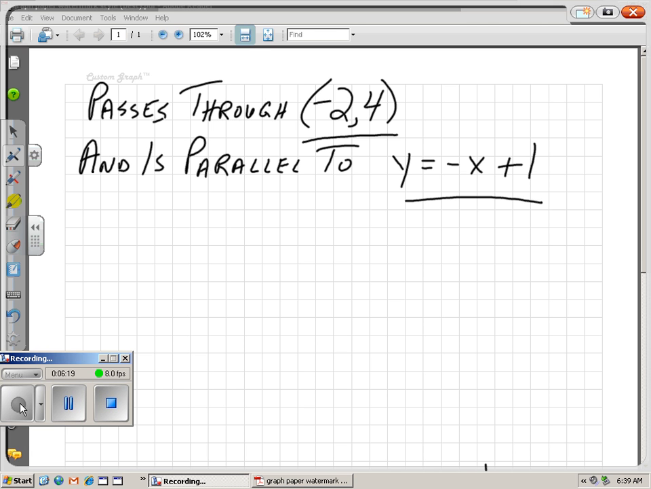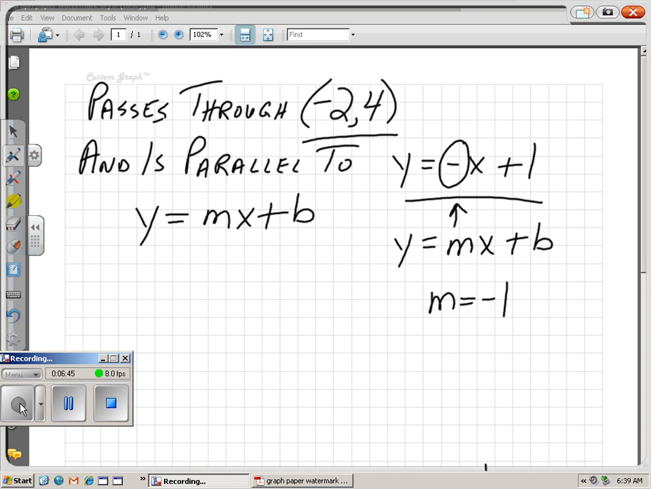Well, since I know that my line runs parallel to it, I know that my line has the same slope as their line. Their line has a slope, that's their m, remember? y = mx + b. So their line has a slope of -1. That means that my line has a slope of -1. So what do I know so far? I know that if I'm writing the equation of my line, my slope is -1. So I'm replacing the m with -1.